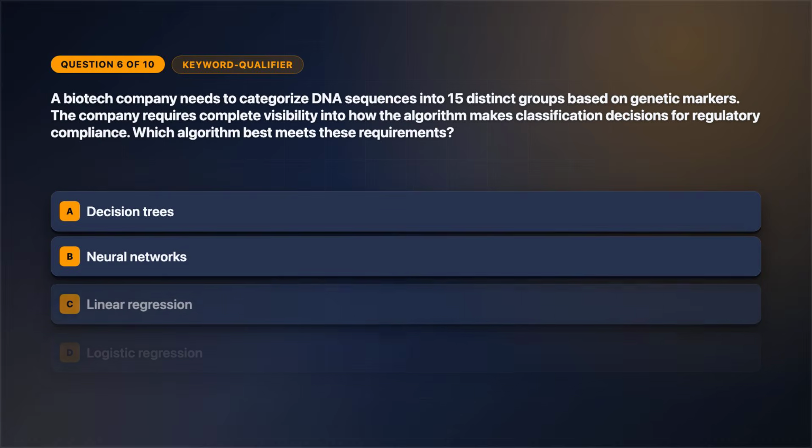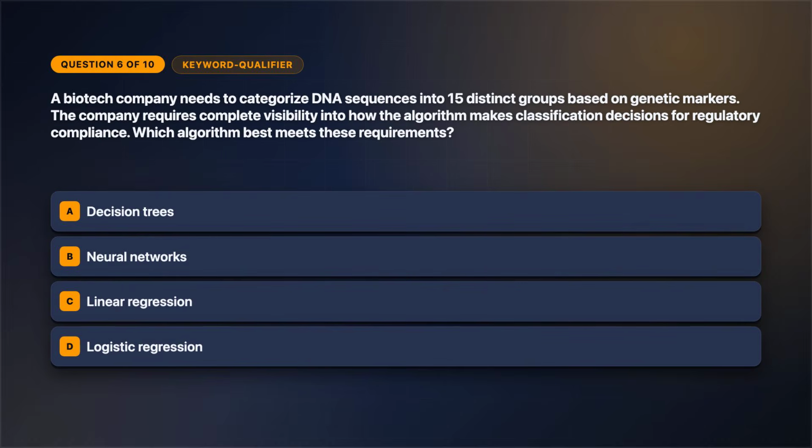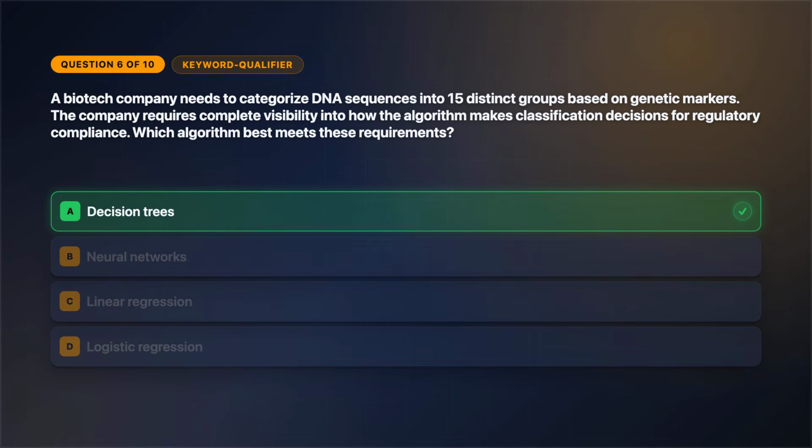Let us switch gears. Question 6. The obvious answer may be bait. A biotech company needs to categorize DNA sequences into 15 distinct groups based on genetic markers. The company requires complete visibility into how the algorithm makes classification decisions for regulatory compliance. Which algorithm best meets these requirements? Select one answer. Review the answer choices on screen. The correct answer is option A.